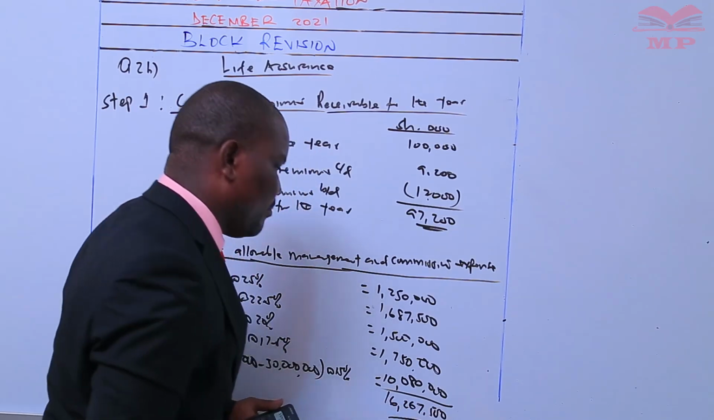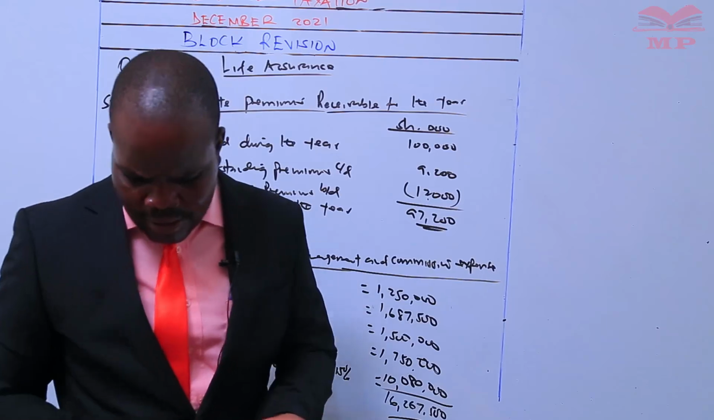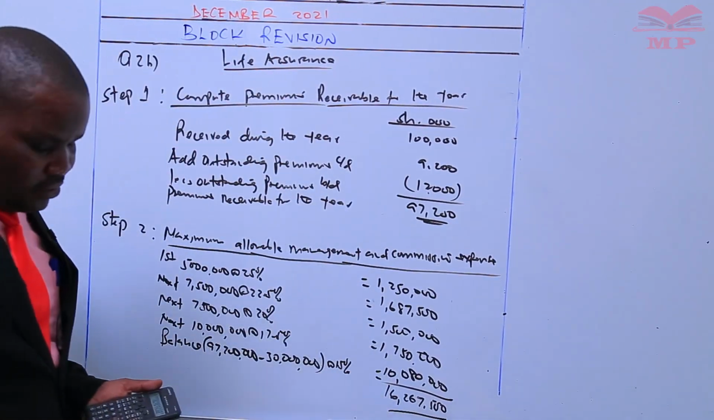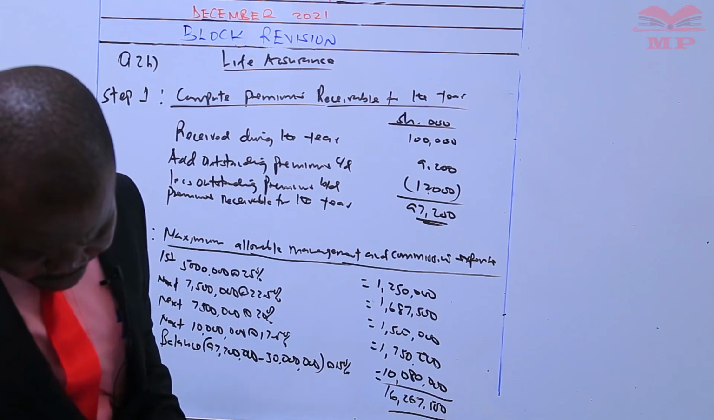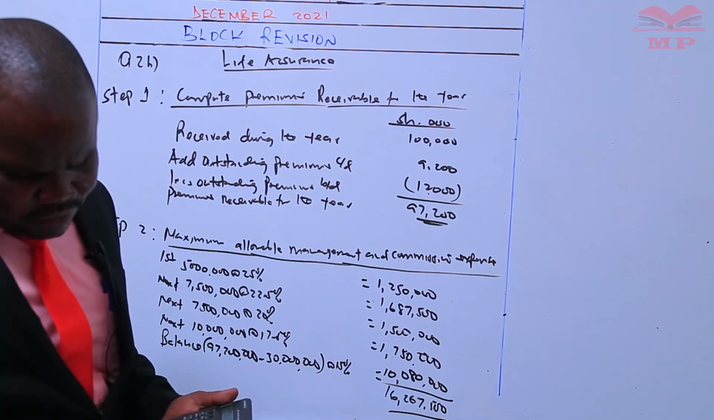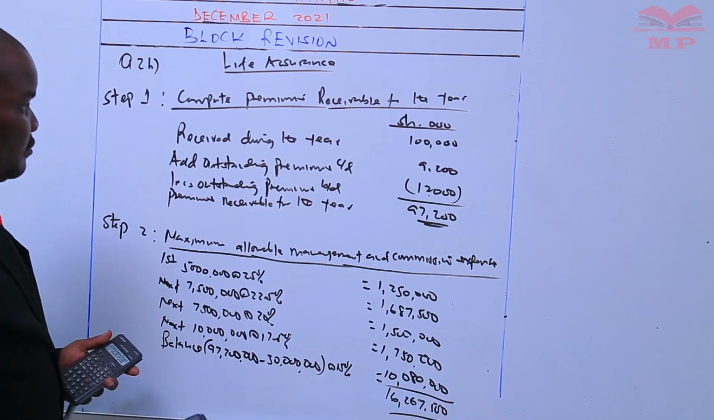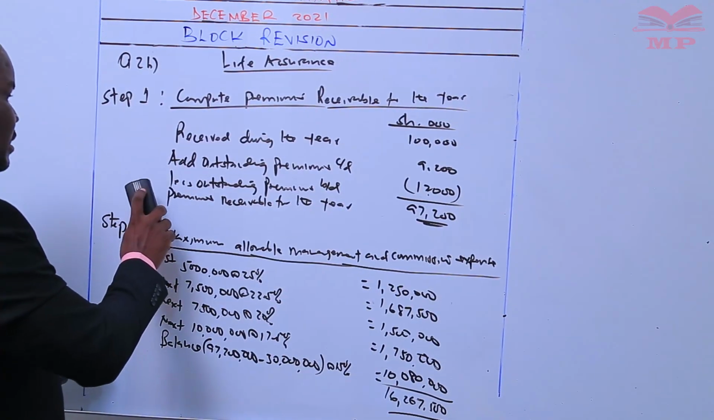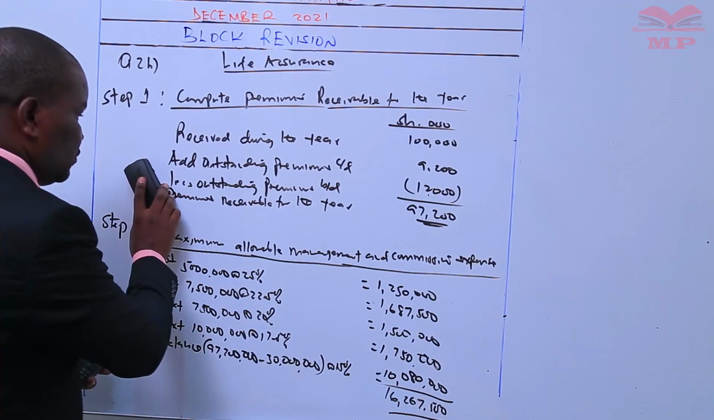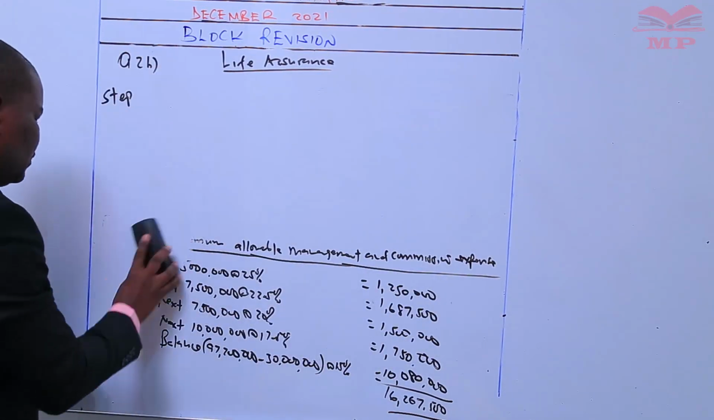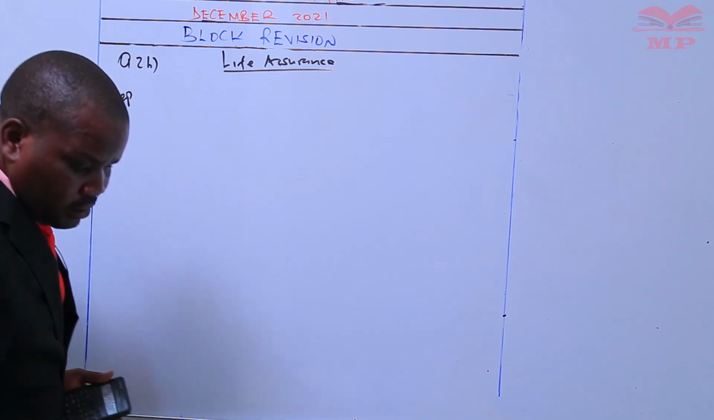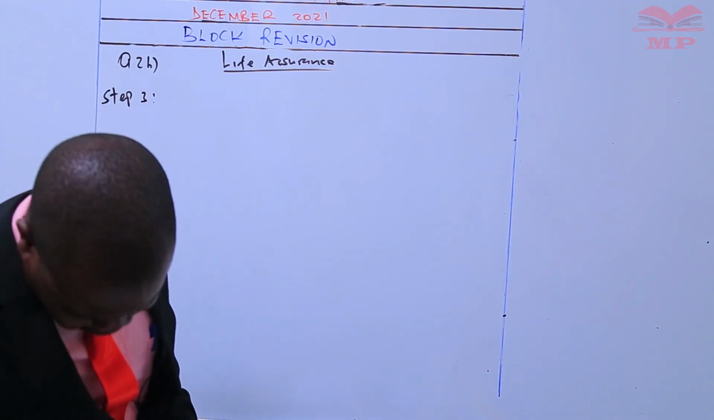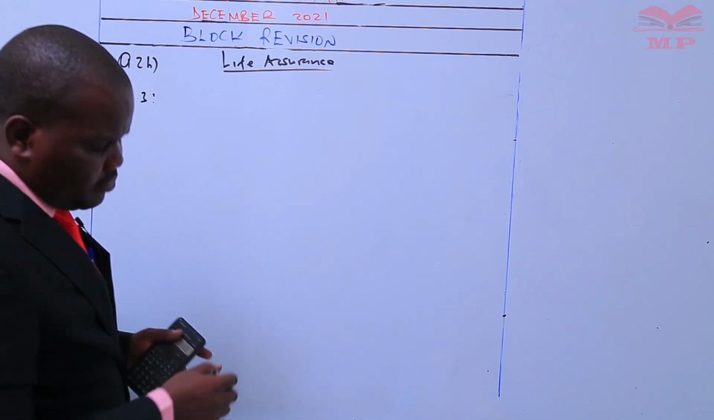267,500. So this will be the maximum allowable management and commission expenses. Step 3 is to determine excess management and commission expense. So I want to move to step 3. Allow me to rub out steps 1 and 2 so that we do steps 3 and 4. So I move to step 3, which is we compute excess management and commission expense.